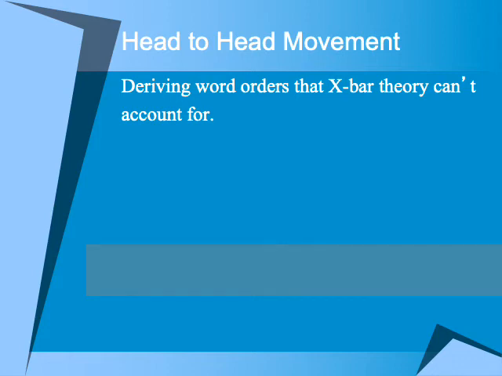In this chapter, we are going to talk about head-to-head movement. If you have a textbook, it's chapter 10 and it starts on page 289. In this chapter, we are going to talk about movement. So maybe T moves to C or T moves to V, that kind of movement. And we move things around in order to derive word orders that X-bar theory can't really account for. I'm going to discuss what kind of word order X-bar theory cannot explain.